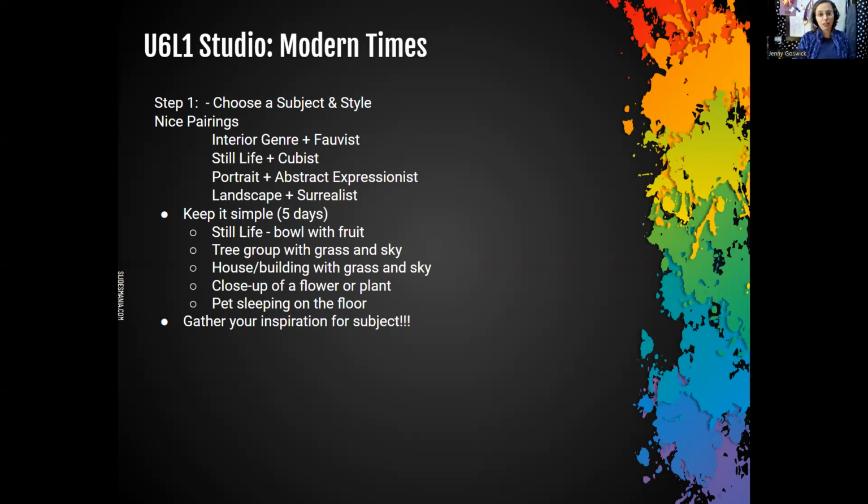So that's one of the things that you need to do: you need to come up with what that subject matter is going to be and start to collect some of those reference images. Or if I had physical flowers, I would go grab them as well, to draw from and use as my inspiration.